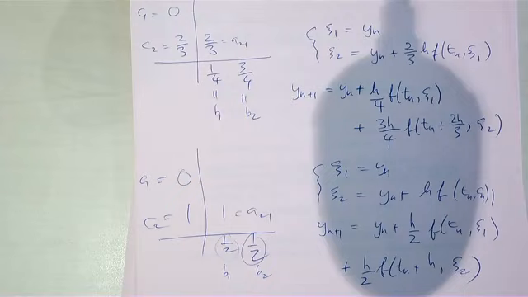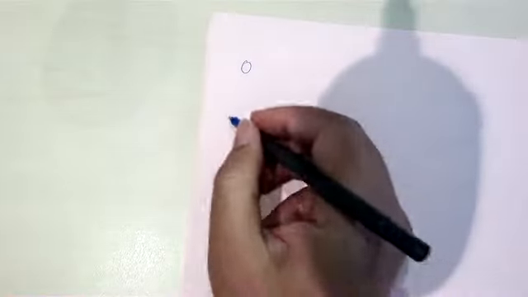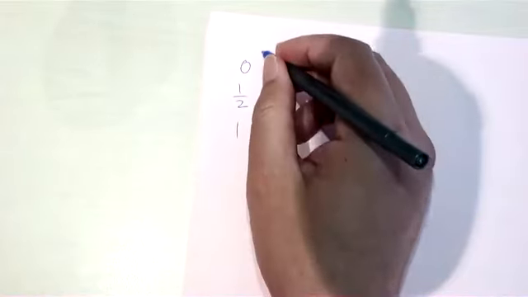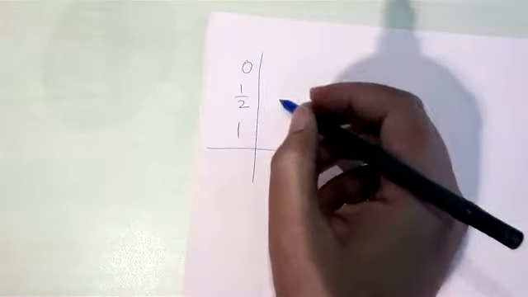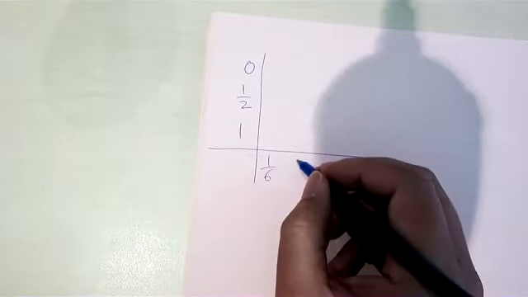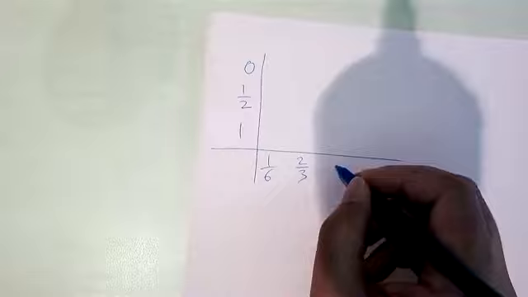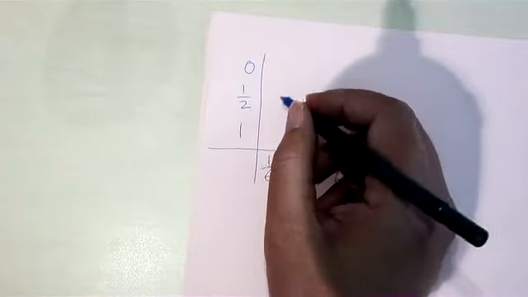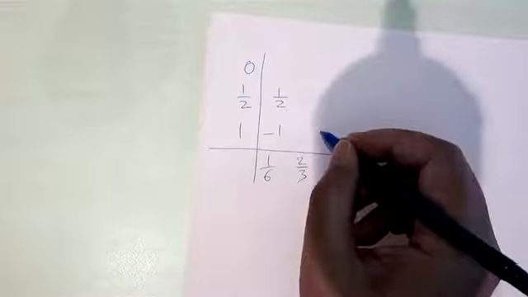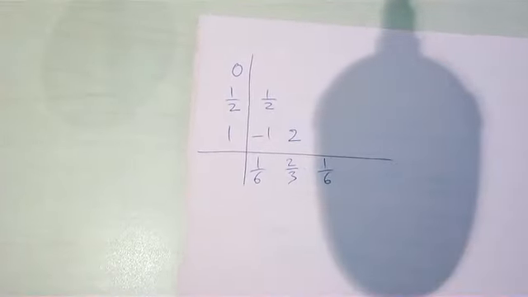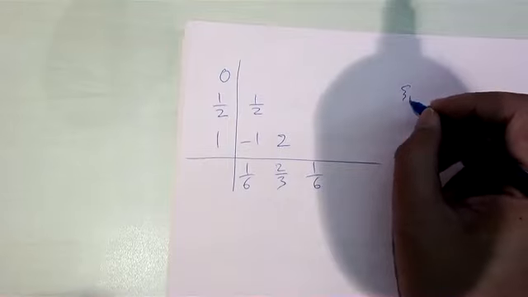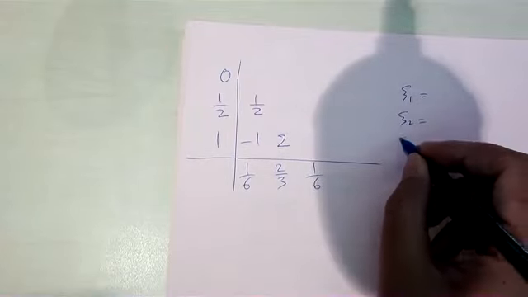Okay, and we can write out the formula as well. So suppose I have a table like this. So this one is 0, 1/2, 1, and this one is 1/6, 2/3, 1/6. So 1/2, minus 1 and 2. So you have to start with the general case, but this one, you know that there should be psi 1, psi 2, and psi 3. Yeah?